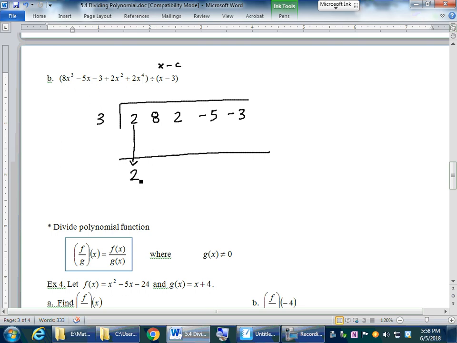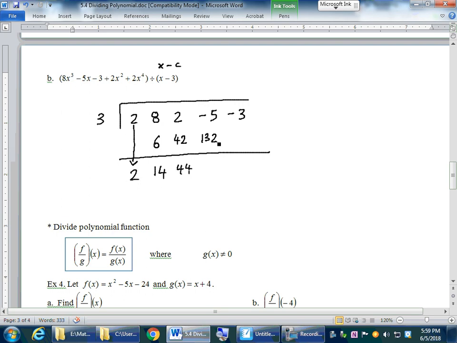Now you can start the process. c times the third row, which will be 6, write it in the second row. Add the first row and second row, that gives me 14. Multiply 3 times 14, that gives me 42, and write it in the second row. Add the first and the second row together, that would be 44. Multiply 44 times 3, that gives me 132. Write it in row 2.